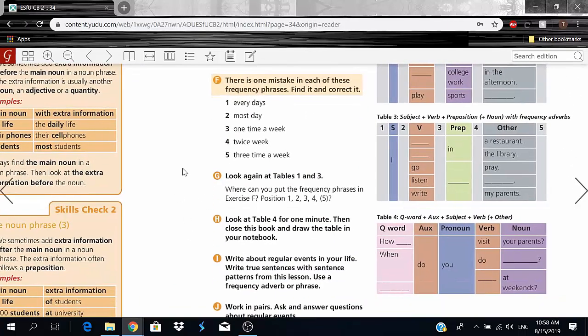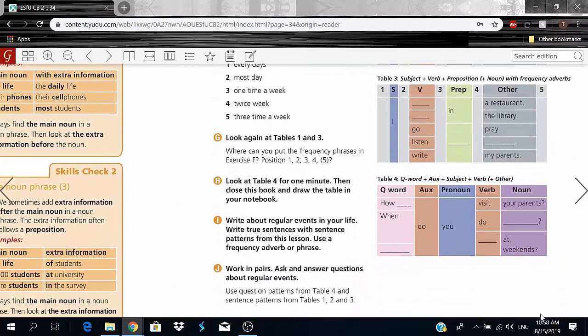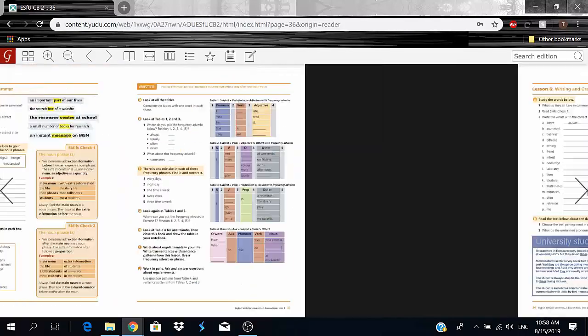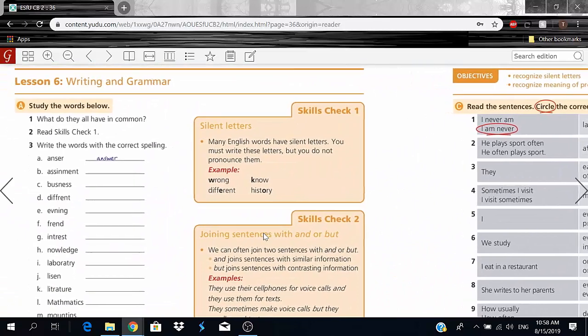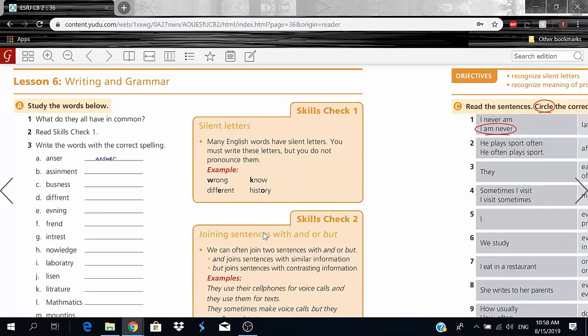Alright, so that's about it for this page right here. Now, let's move on. And what do we have here? Okay, so let's actually hop into this skills check first. Silent letters. And we've had our fair share of silent letters, you guys. I mean, you guys know in the English language, many words have silent letters. All the time, you're going to bump into them and you're going to have to memorize them as well.